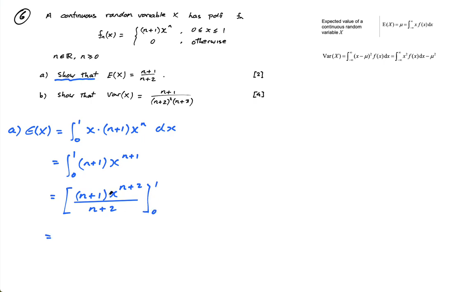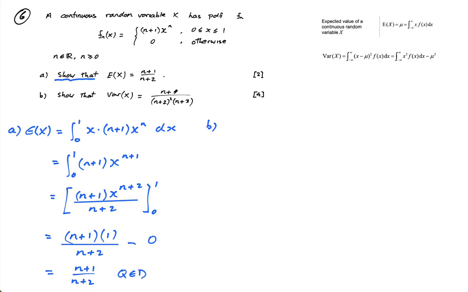Then I sub in 1. If I sub in 1 here, I get n plus 1 times 1, so it's just times 1, if you like. You don't have to put in that times 1, over n plus 2. And if you sub in 0, you get 0 because there's an x here, so anything times 0 gives you 0. So I'm going to put minus 0 because you subtract them. But this gives me n plus 1 over n plus 2, which I wanted. That's QED. I've shown what I wanted to show. Okay, that's A. Not too bad.